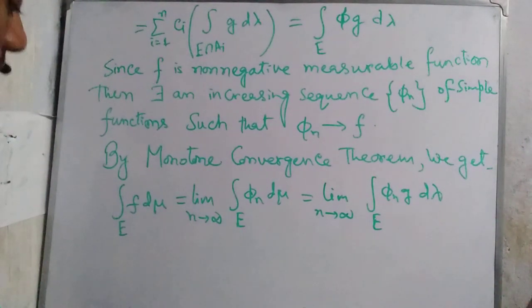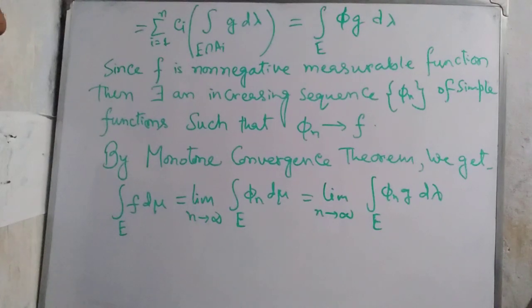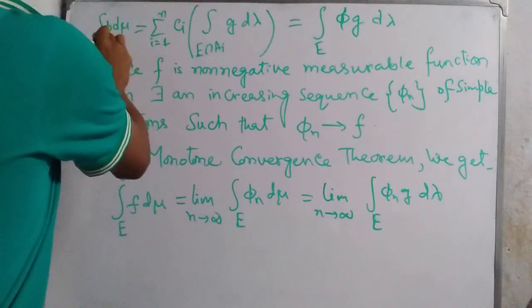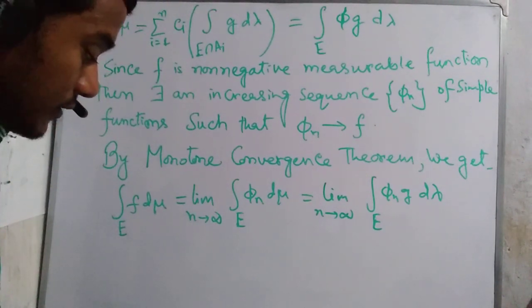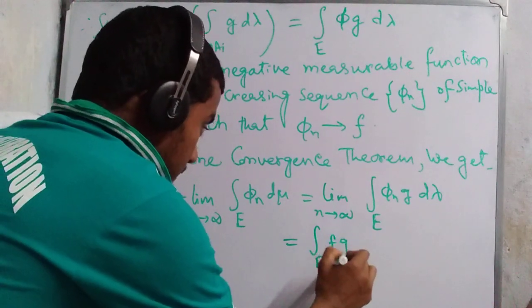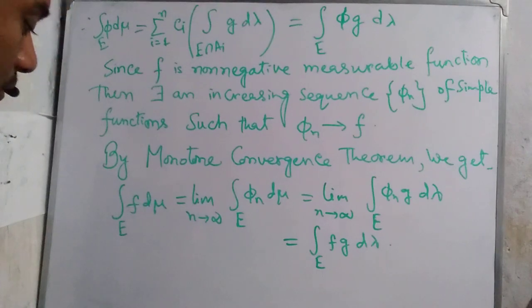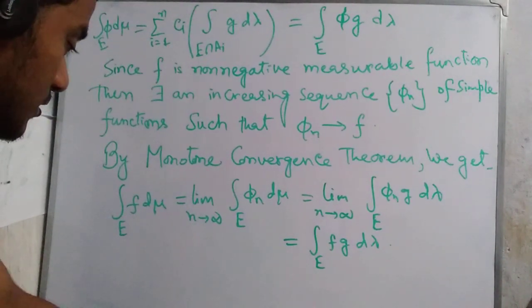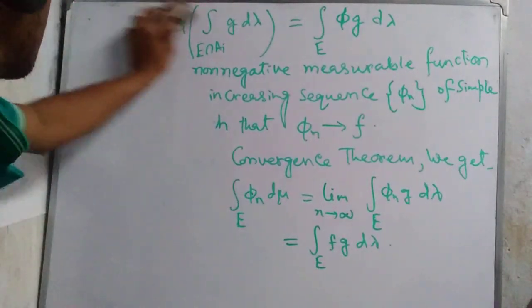We also discussed that phi d mu equals phi g d lambda. So in this way, phi n d mu equals phi n g d lambda. We write here phi d mu equal to this one. So this one happens. Then we talk about that this equals the integration over E of f g d lambda, since the limit as n tends to infinity of phi n equals f. So what we get here, I also erase that portion and go to further discussion of that.